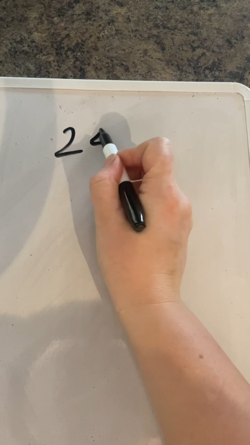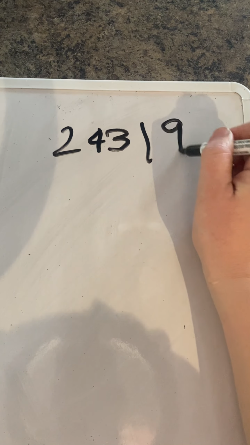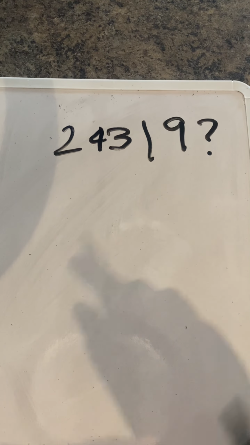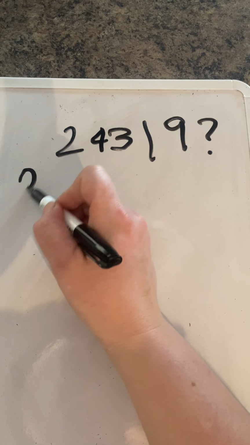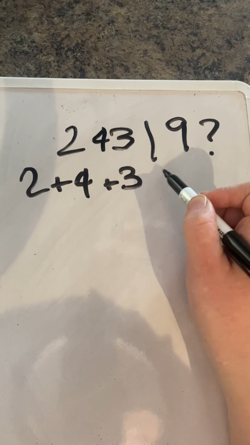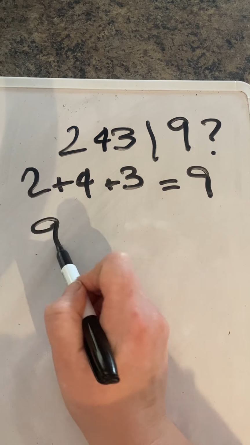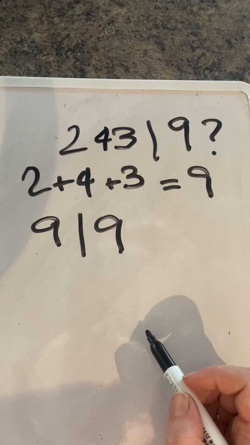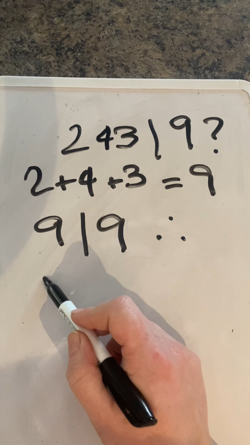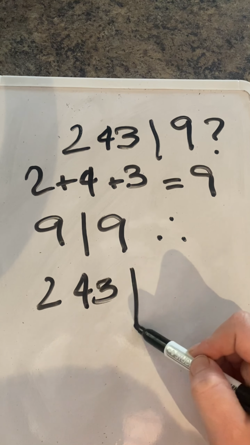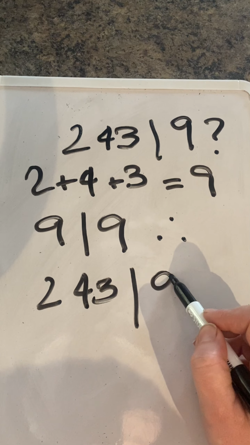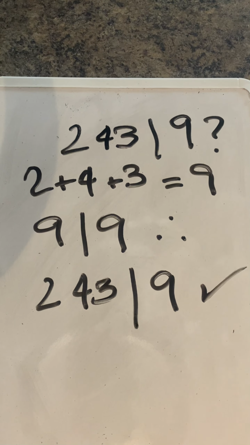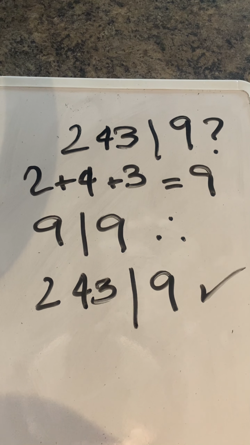So 72 felt really straightforward because we trust the rules instead of second guessing ourselves. But let's check a bigger number. Is 243 divisible by 9? So let's use the rule for 9. Let's add the digits. 2 plus 4 plus 3 equals 9. 9 is divisible by 9. Therefore, we know that 243 is divisible by 9. This is a good example of how mental math can replace long division.